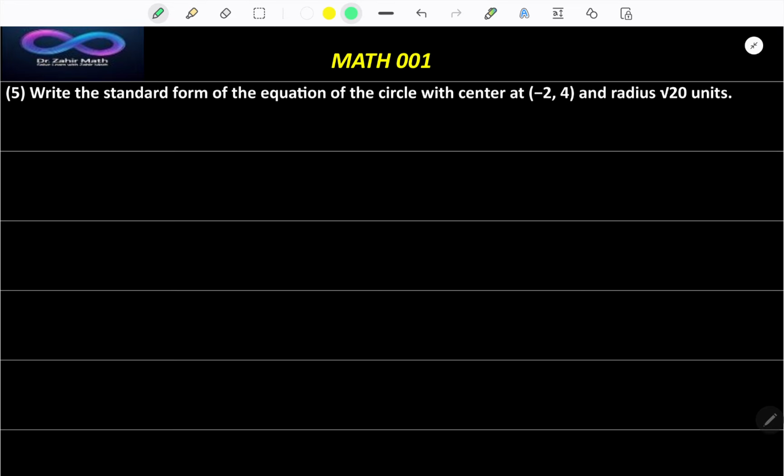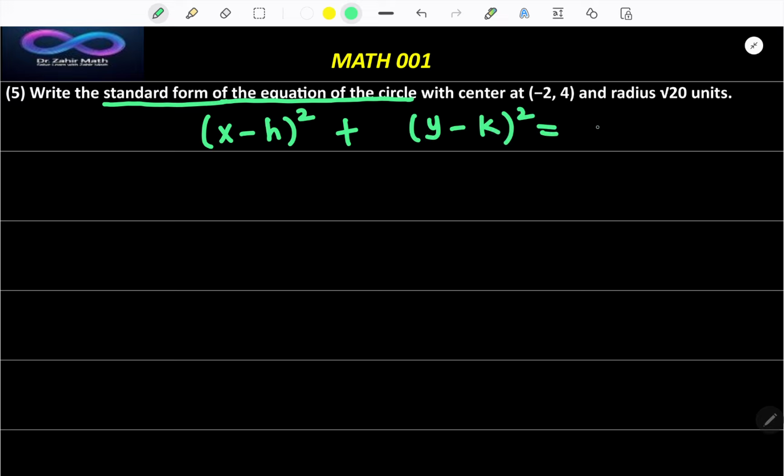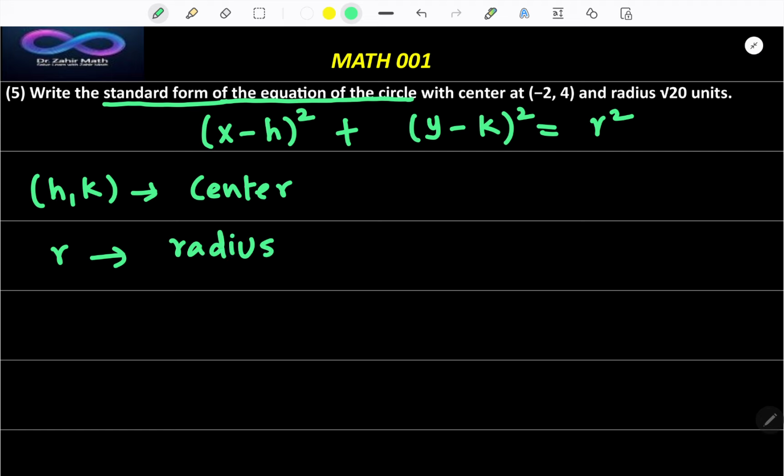Write the standard form of the equation of the circle. What is the standard form of the equation of a circle? x minus h the whole square plus y minus k the whole square equals r square. So what is h and k? h and k is the center, right? Yes. And what is r? r is the radius. Okay, right.